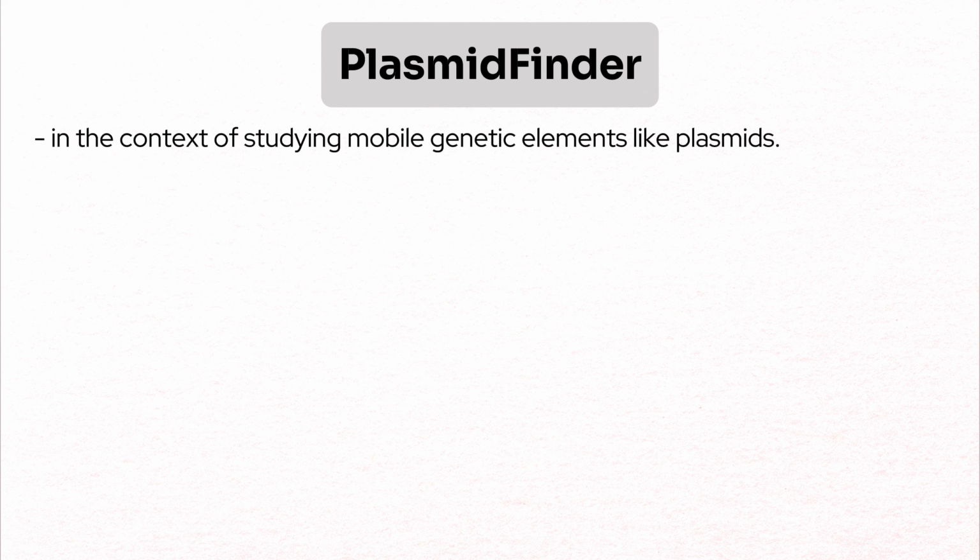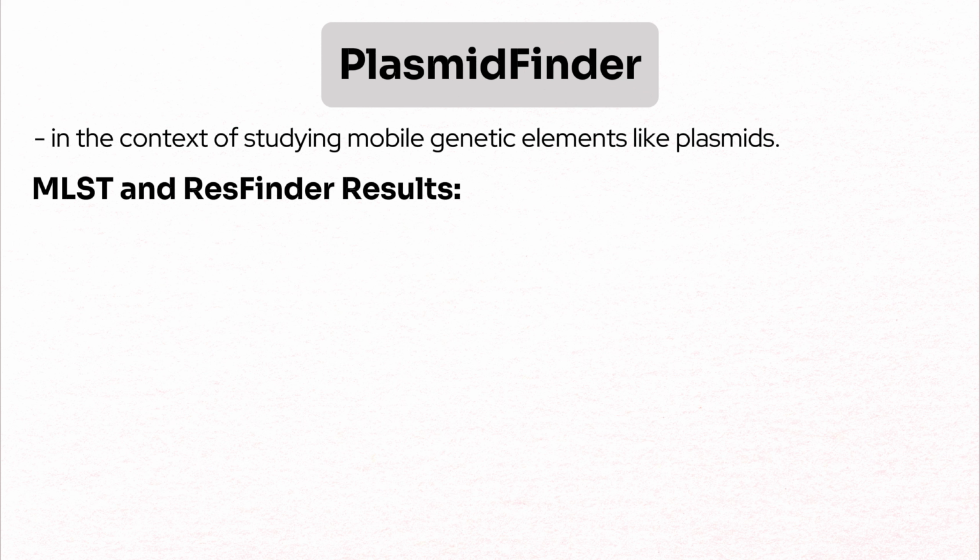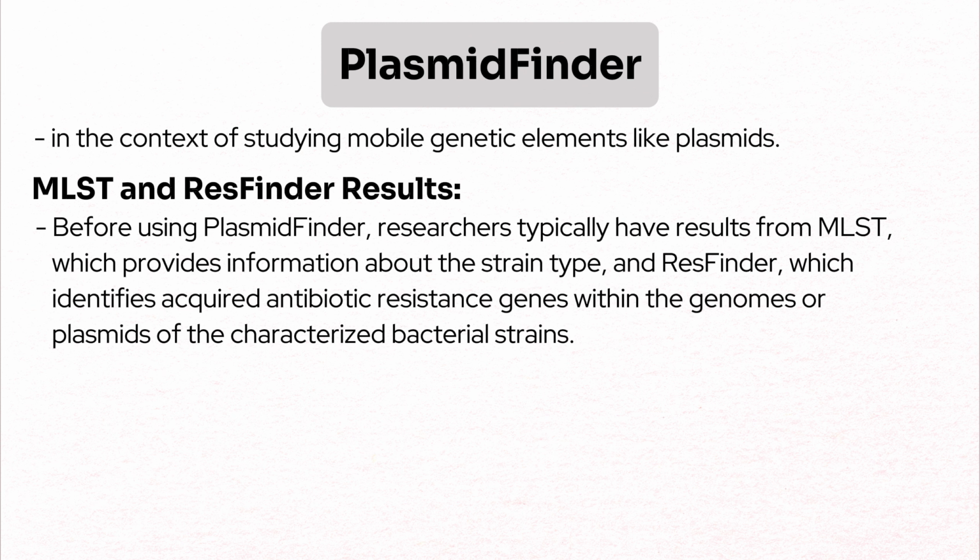After utilizing MLST and ResFinder, Plasmid Finder is another tool frequently used in bacterial genomics and epidemiology, especially in the context of studying mobile genetic elements like plasmids. Here's how Plasmid Finder fits into the workflow. MLST and ResFinder results. Before using Plasmid Finder, researchers typically have results from MLST, which provides information about the strain type, and ResFinder, which identifies acquired antibiotic resistance genes within the genomes or plasmids of the characterized bacterial strains.